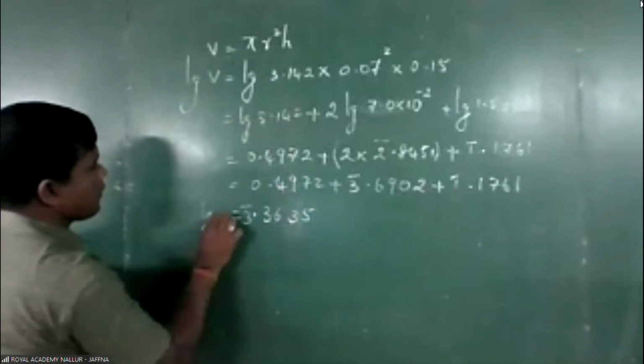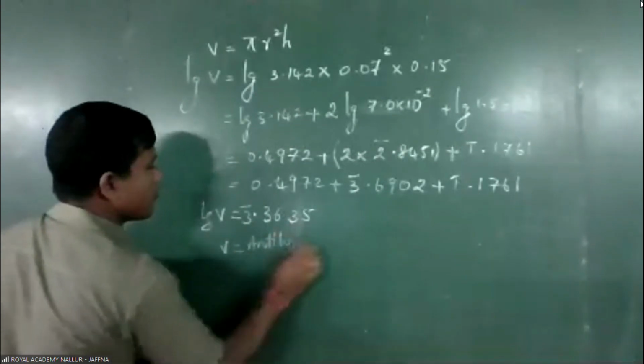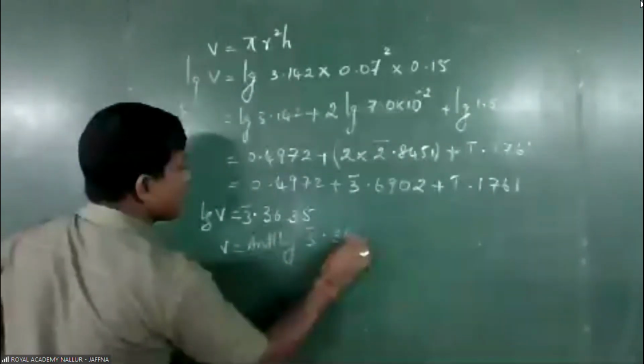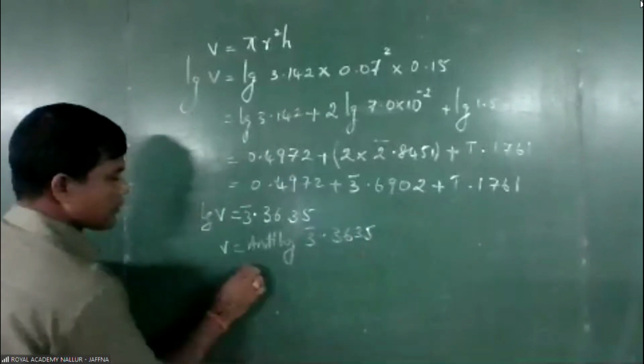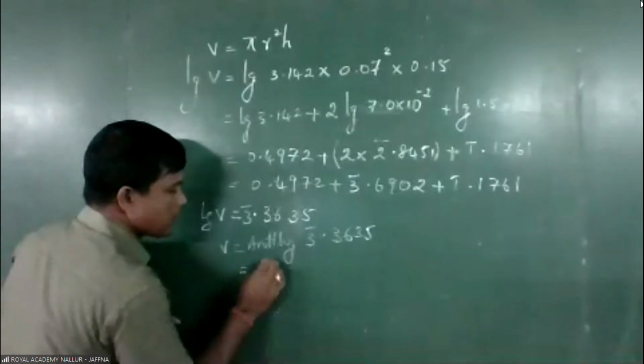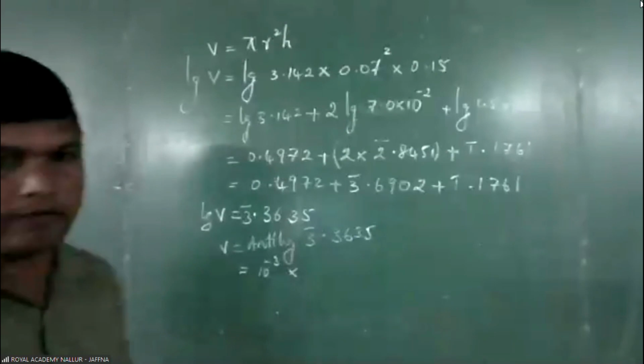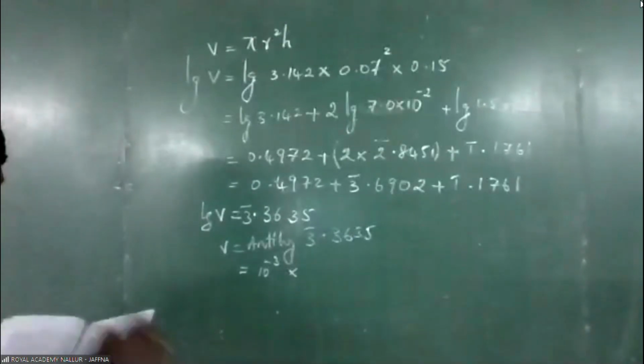So this is what log V is. So V becomes the anti-log of bar 3.3635. So this answer is 10 to the power negative 3 into the anti-logarithm of 3635.